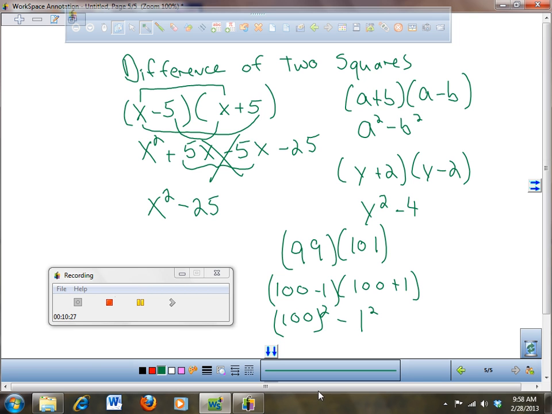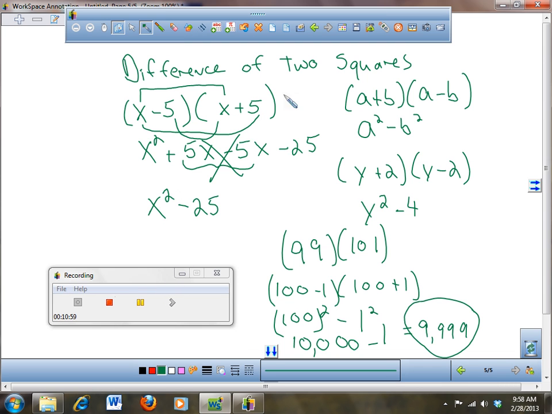What's 100 squared? It's 1 with some zeros after it. How many zeros does 100 squared have? 4, okay? So what's that? What's 1 squared? 1. So then you get 10,000 minus 1, which is 9,999. So you can do stuff like that in your head, without even being kind of clever.